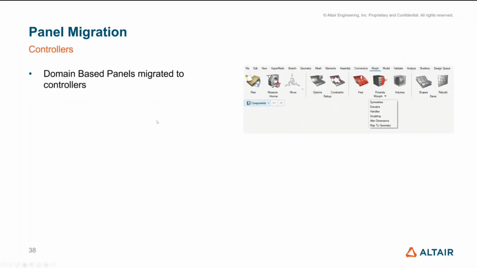The next is, as I said earlier, the domain-based panel migration, which is now available directly under Morph. You've got symmetries, domains, handle, sculpting, alter dimensions, and map to geometry. Most of the functionalities for these have been mapped. We know there are still some outstanding panel migrations that you can still access within the Hypermorph panel. These were deemed to be the highest importance, so these are the ones we addressed first.